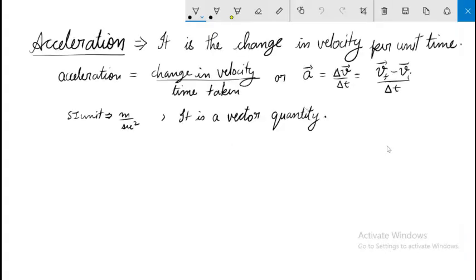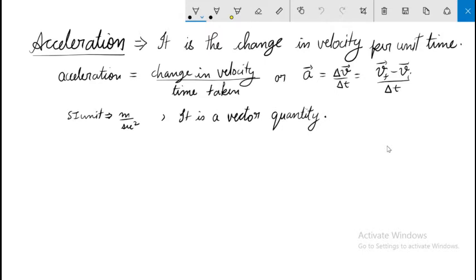First of all, let us see how we define acceleration. What is acceleration? It is the change in velocity per unit time, or we can say that it is the rate of change of velocity. Okay, now according to this definition, we can make a formula for this.